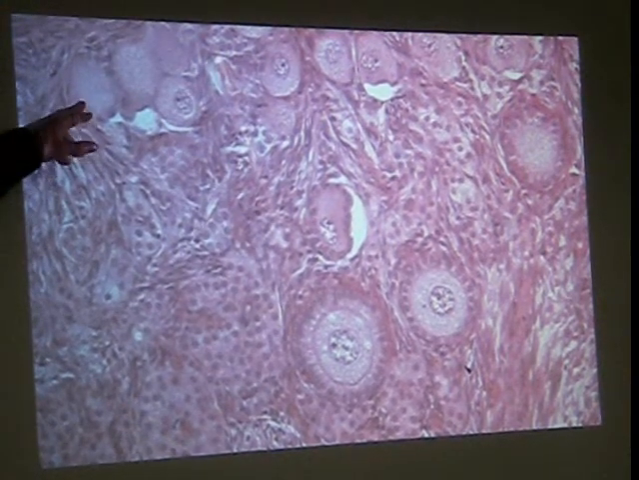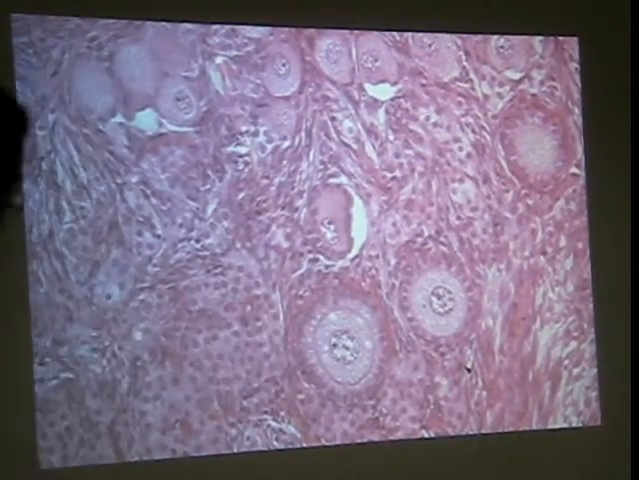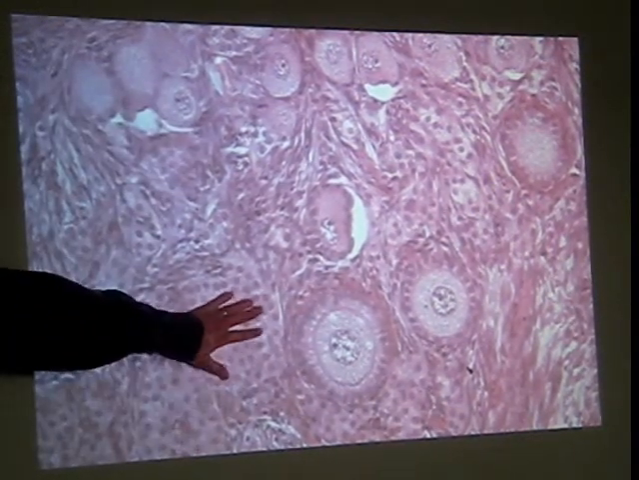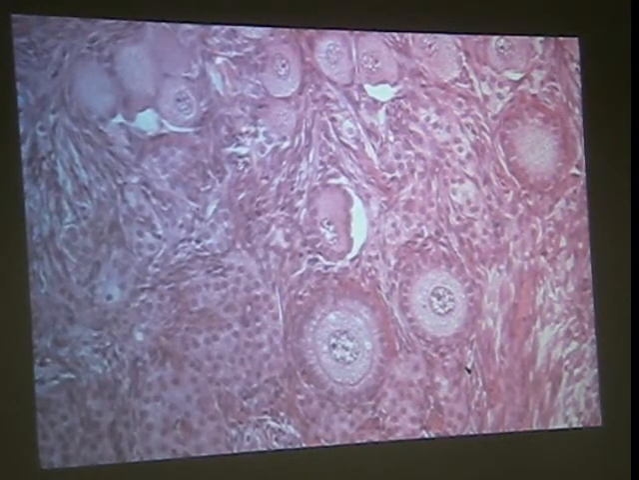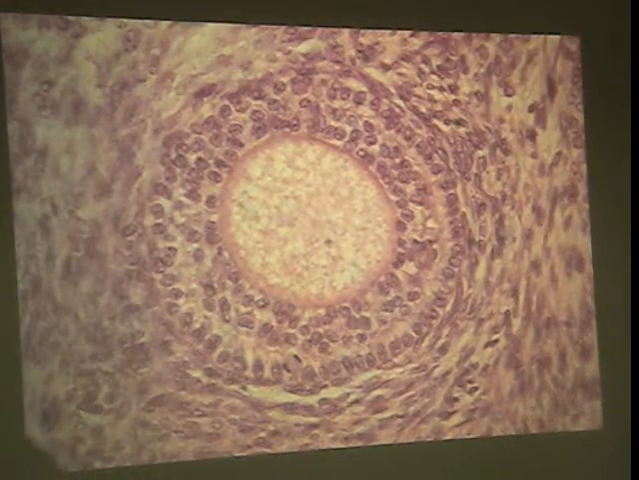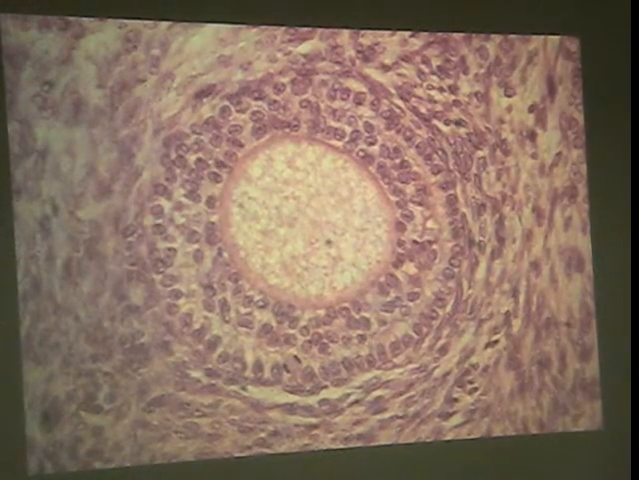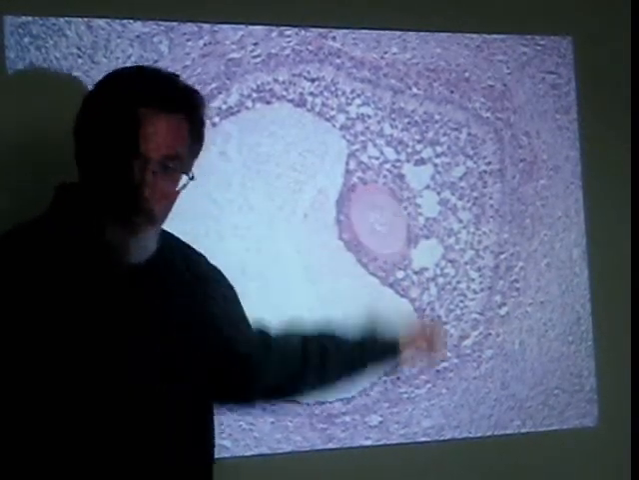I think I've got a, yeah, this is a nice shot. So these are clearly primary and primordial. And remember, when you see this kind of thing, you've got a tangential section to a follicle. So these would be the follicular cells, granulosa cells. Multilaminar primary follicle. Secondary, cumulus oophorus. Remember the corona radiata?